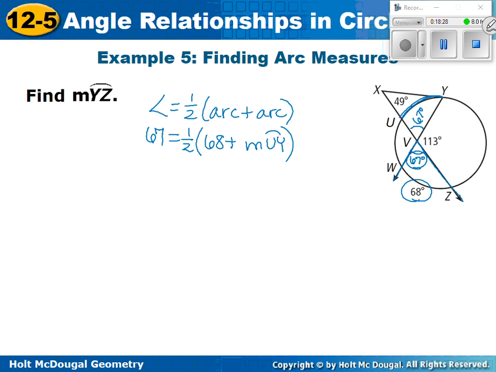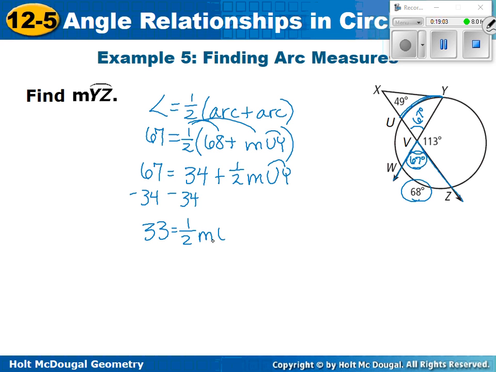We could distribute. If we distribute, be careful that you distribute it to both. What else could you do instead of distributing? Multiply by 2 and just get rid of that fraction. Either way, I would probably multiply by 2 just because I don't like to work with fractions unless I have to. But I'll go ahead and do that this time since that's the first thing we thought. Half of 68 is 34. Just make sure you distribute the 1/2 over here too, so it's half of the measure of arc UY. Subtract 34, and you end up with 33 equals 1/2 the measure of arc UY.